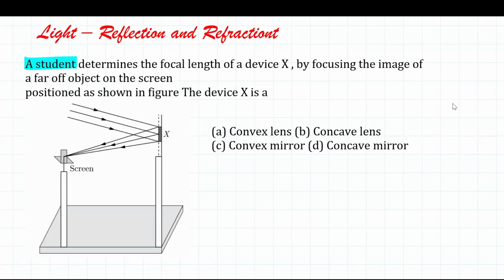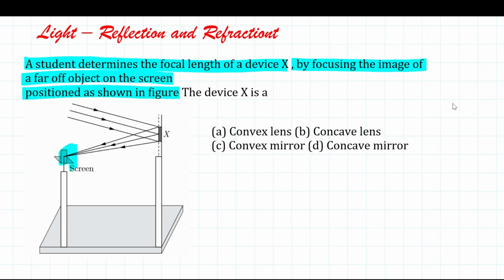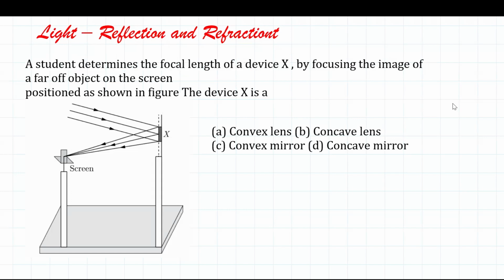The question says a student determines the focal length of a device X by focusing the image of a far off object on the screen. This is the screen position, as you can see in the figure. So what is this device X? We have these options. First of all, we can see that a reflection is taking place. Reflection can take place only in the case of a mirror, so we can discard these two. A and B cannot be the answer.